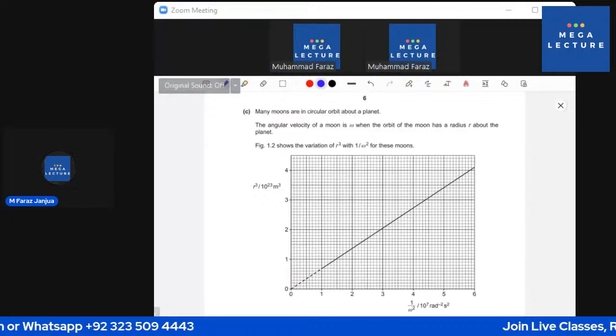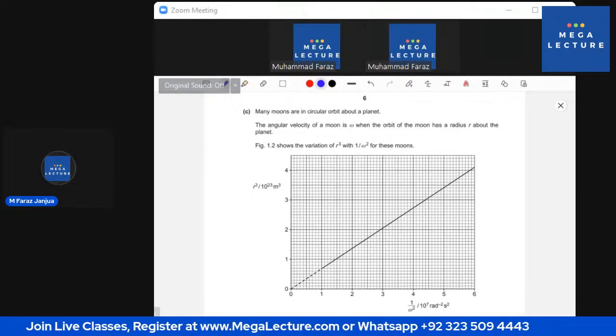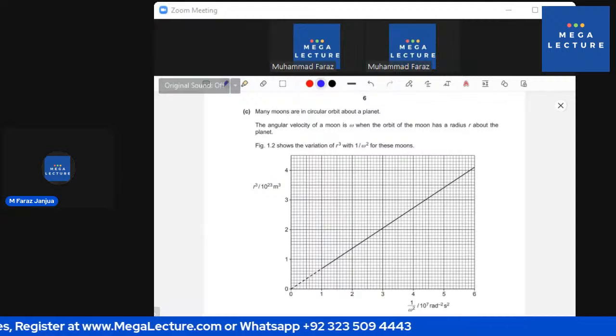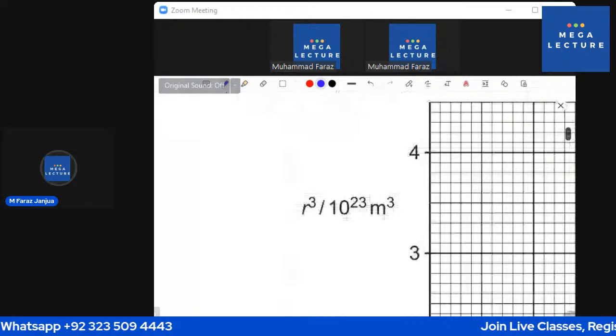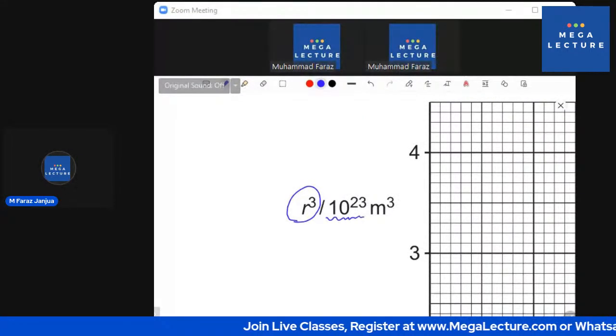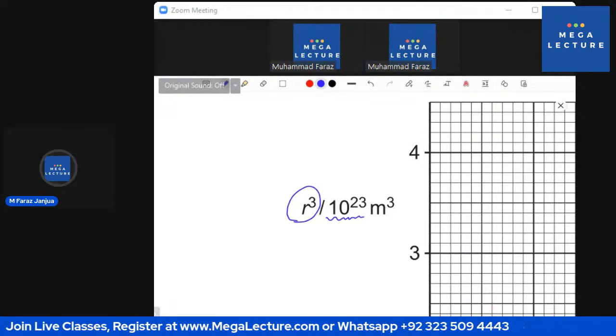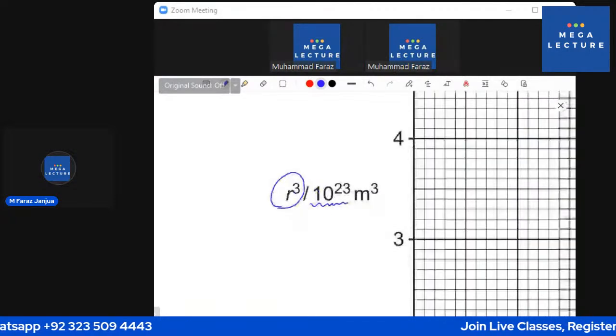I was telling you, whenever you look for the graph, you are expected to see too many graphs in your paper. The quantities on each axis are very important, and this is what you have to look for. Number one, the quantity is r cube, and this is a number that should go with anything that you take from the axis. Any number, for example, if you're picking 4, remember that 10 to the power 23 has to go with it.